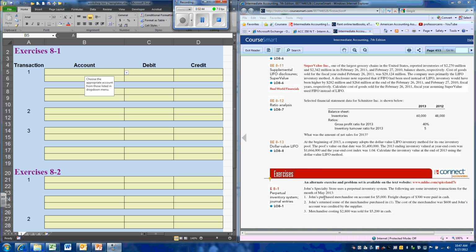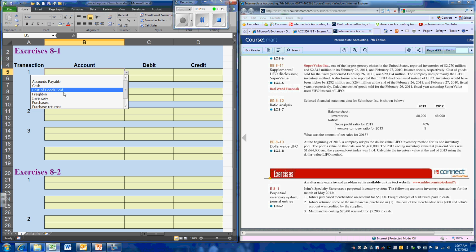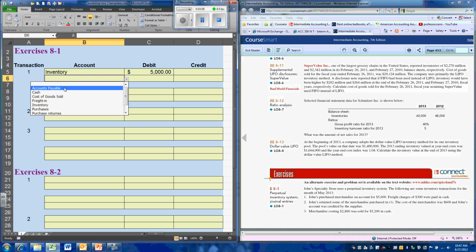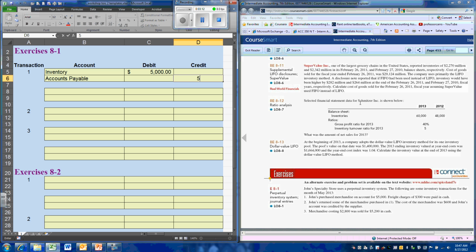We're going to split this transaction into two, regarding first the merchandise. In the perpetual inventory system, when we purchase merchandise, we're going to increase our inventory account directly. So we're going to debit inventory, the asset, for $5,000. We're purchasing this on credit, so we are going to increase our liability by $5,000.